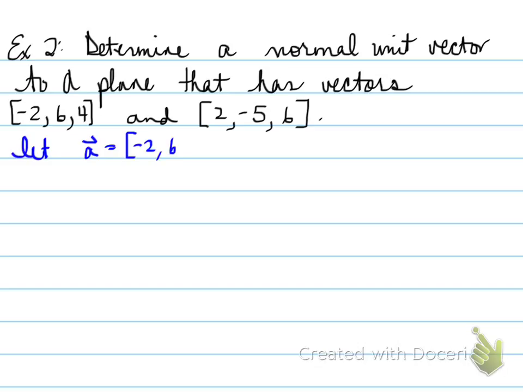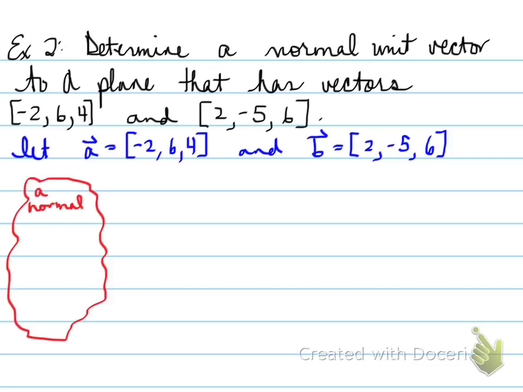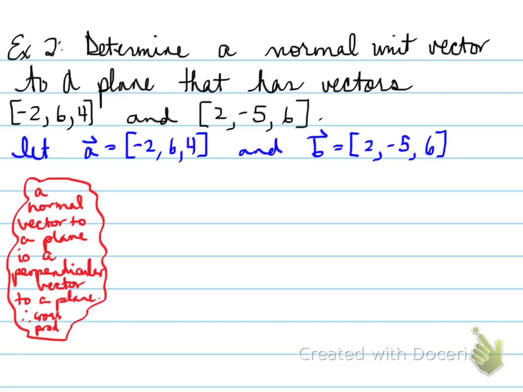First of all, let's name the vectors to make our lives a little bit easier. And what are we looking for? A normal vector to a plane is a perpendicular vector to a plane, and therefore we should calculate the cross product, because the cross product is a normal vector to the two vectors that lie on the plane. So vector A cross vector B is equal to, now let's do the cross product the way we listed it before. So we write -2, 6, 4, -2, 6, 4. So repeat the vector twice going down. And then we repeat the second vector twice.